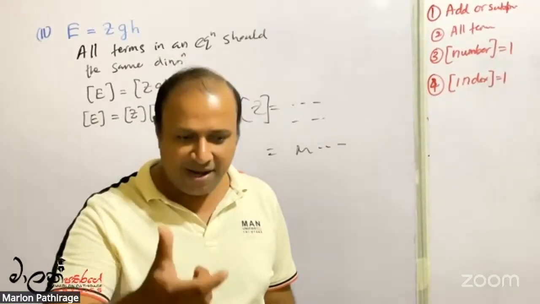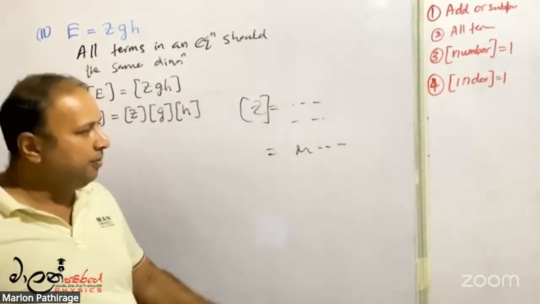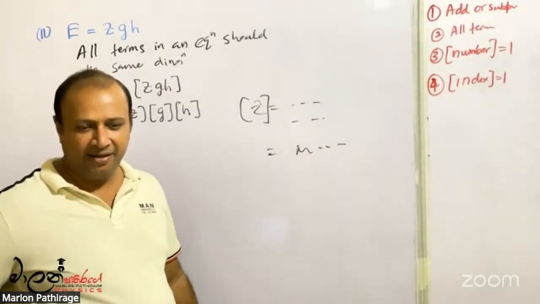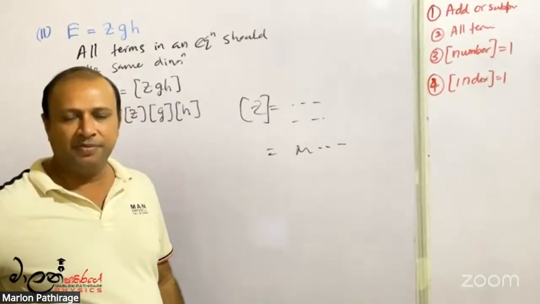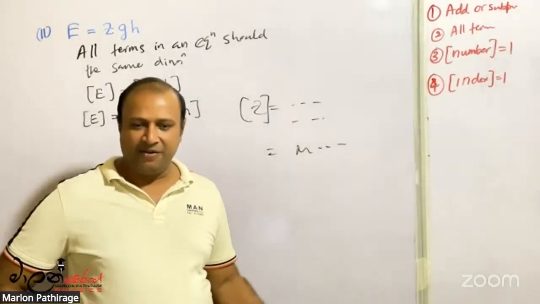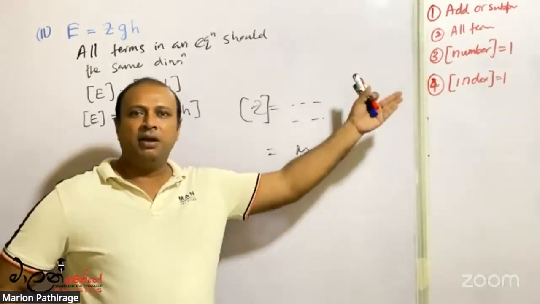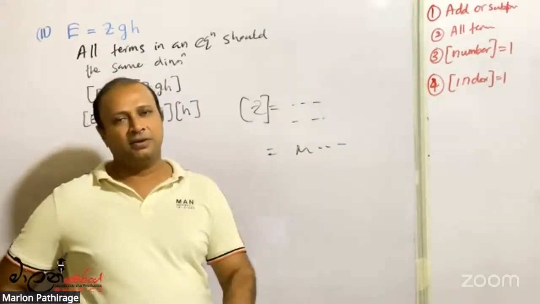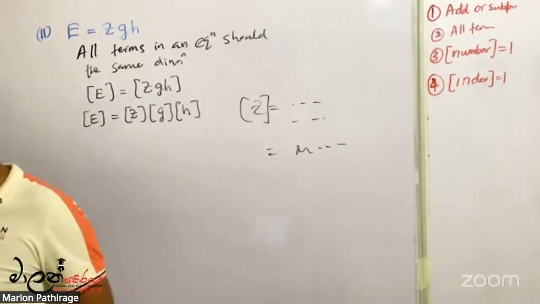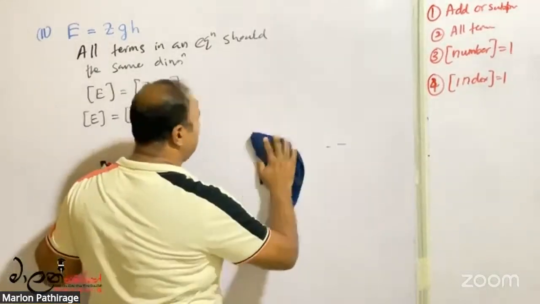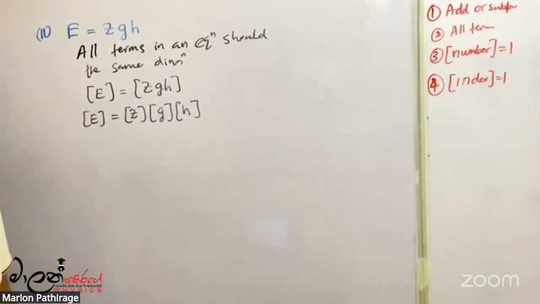Otherwise, your answer will be wrong. Dimension of Z is equal to this one. Z is not equal to this one. Z means some physical quantity. Therefore, Z is not equal to ML maybe something. Dimension of Z is equal to that. And therefore, you have to write it as a dimensional formula. Right.